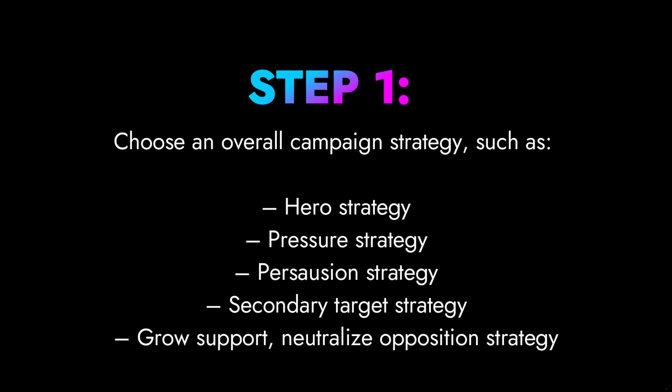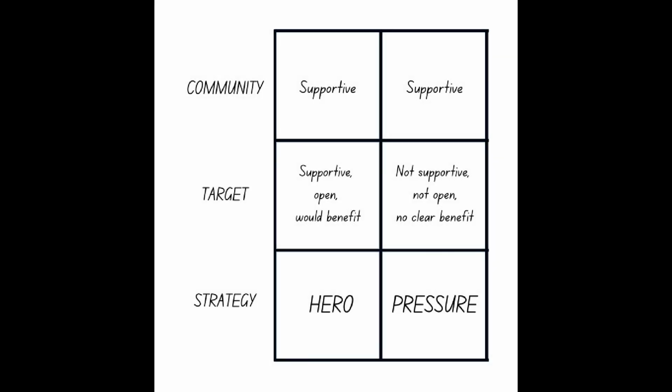For the next part of this video, we're going to explore a hero strategy and a pressure strategy in more depth. A hero strategy is what you use when your community is supportive of your campaign's goal and you believe that your target actually is also either already supportive of your goal or could benefit from taking the action you want them to take. A pressure strategy is what you use when you think your target does not agree with your campaign's goal or is not open to it, and quite frankly, it's going to be a stretch to get them to do what you want, even though the community is supportive of the goal.